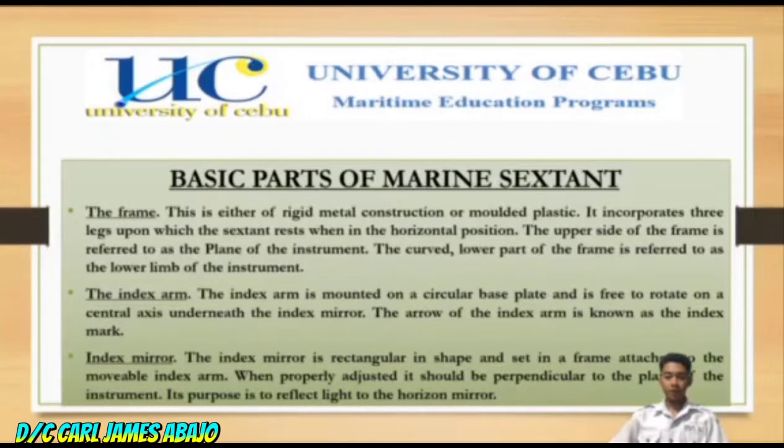First is the frame. The frame of a sextant is either of rigid metal construction or molded plastic. It incorporates three legs upon which the sextant rests when in the horizontal position. The upper side of the frame is referred to as the plane of the instrument. The curved lower part of the frame is referred to as the lower limb of the instrument.